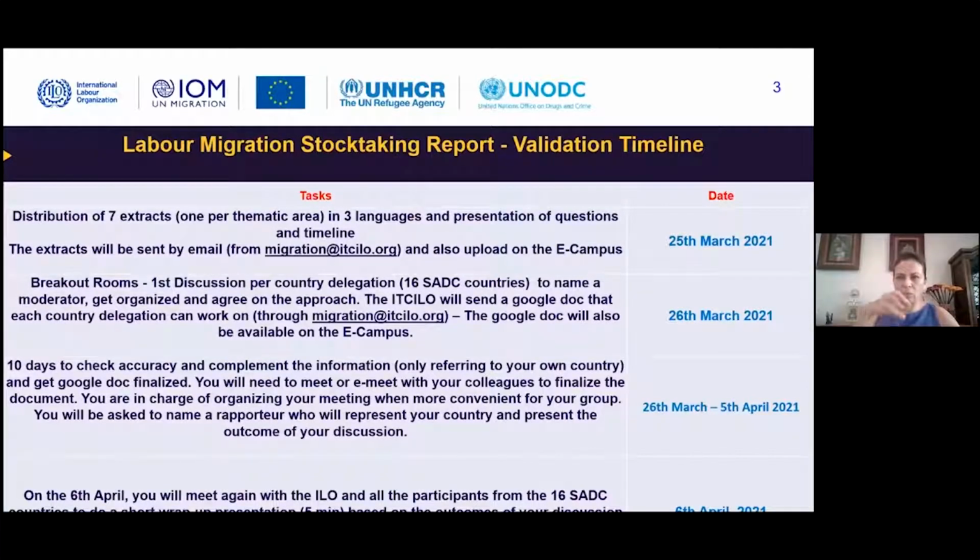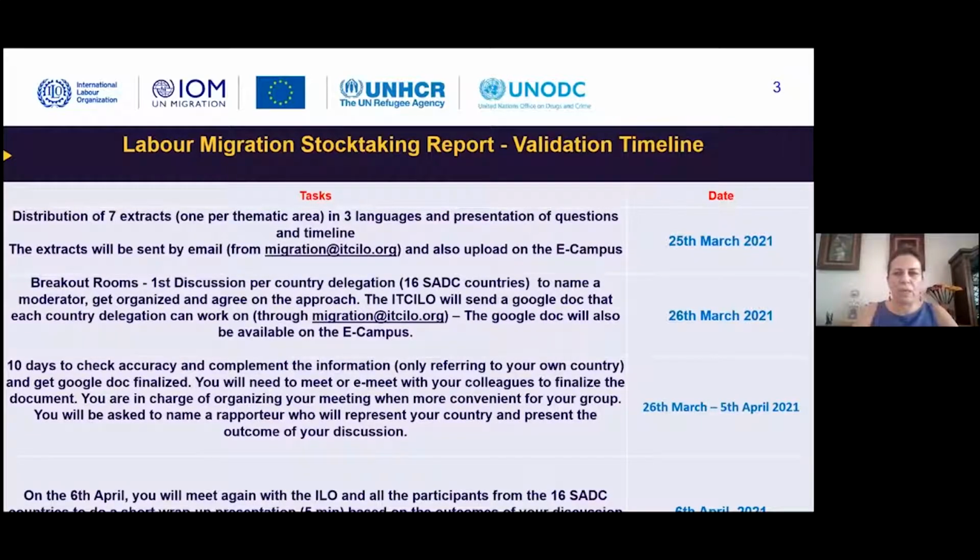Tomorrow, we will break out into meeting rooms, as the facilitators will be visiting you in those breakout rooms. So we will meet at the same time that we started the work today. This will be the first discussion, and we will break out into country delegations. So yes, we will have 16 breakout rooms.